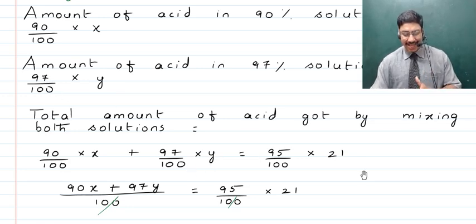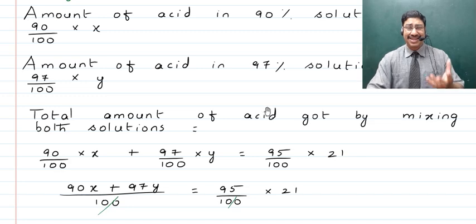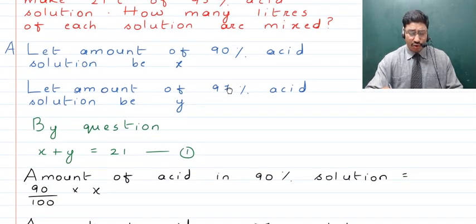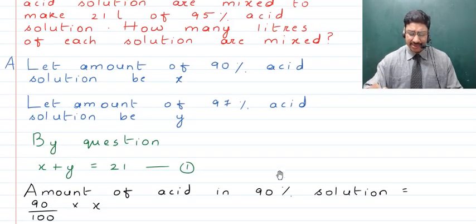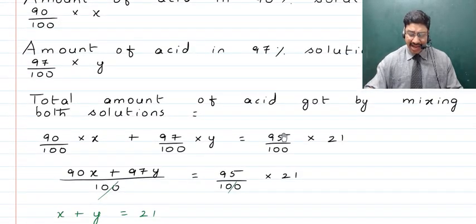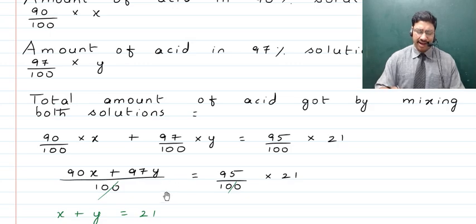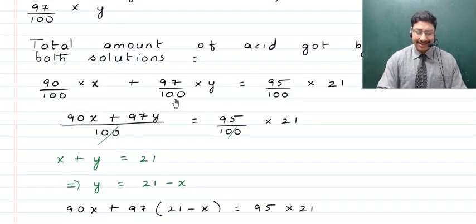Now on the right hand side, we will write the concentration that we got of the liquid. As here in the question, the latter amount of the acid solution is to be 95%. As such, it is going to be 95 upon 100 of the total amount of solution which has been formed, which is 21 liters.